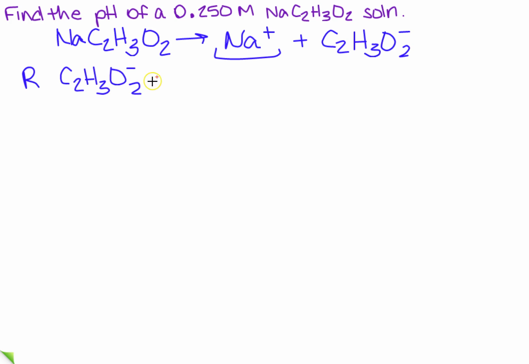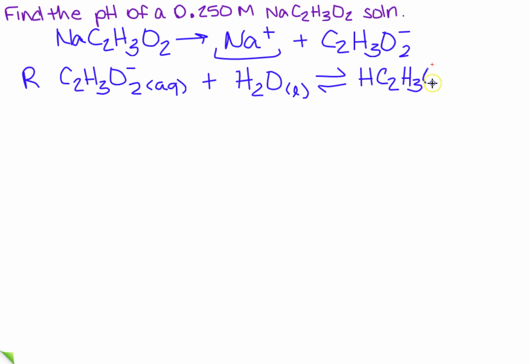Now remember, it says it's in a solution, so if it's in a solution we know that it is in water, and we know that it is going to be at equilibrium. One of these I have to add an H to and one I have to take it away from, right? So I'm going to add it to the first one, so that becomes an acid, HC2H3O2. And if I take it away from water, that becomes the hydroxide ion. And there's a little AQ there, you just can't see it.